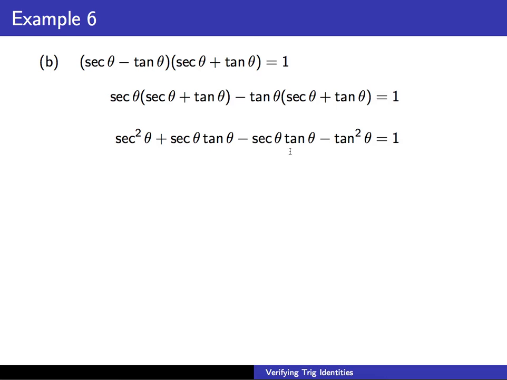And notice that these will cancel each other out. So we got secant squared minus tangent squared, which we know from our alternate form, the secant squared minus tangent squared does equal 1. So just a little verification of factoring those difference of squares.